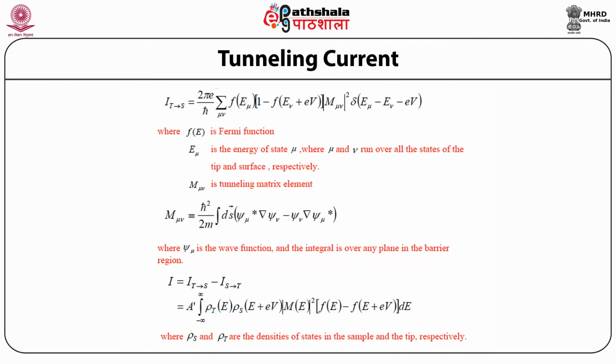So the current I will be equal to I T to S minus I S to T, equal to A prime multiplied by the integral from minus infinity to infinity of rho T as a function of E, multiplied by rho S of E plus EV, multiplied by modulus of M E the whole square, multiplied by Fe minus Fe plus EV dE, where rho S and rho T are the densities of states in the sample and the tip respectively.